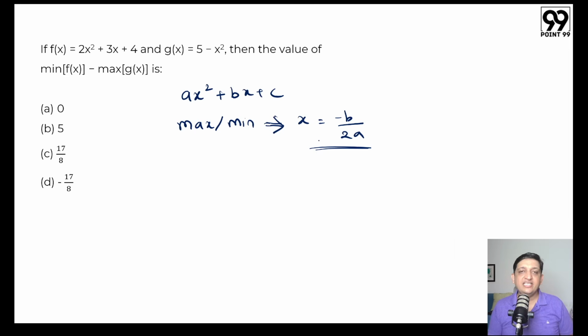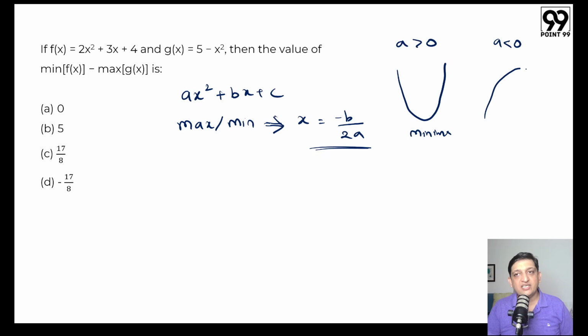This is purely the case because if you look at the kind of graphs that you are going to draw, between the two roots is where your maxima or minima is going to happen. Now you have to understand one thing. If a is greater than 0, then I am going to get a curve which will look like this, which means that there will be a minima here. And if a is less than 0, then I'm going to get a curve like this, which will mean that it is a maxima here.